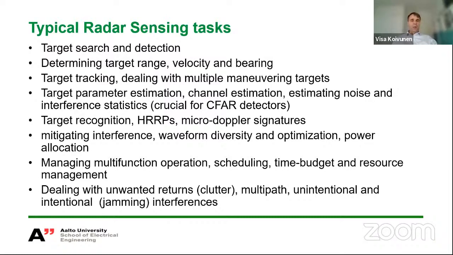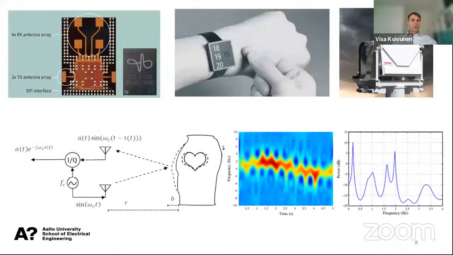And furthermore, of course, radars need to deal with unwanted echoes or returns. That's usually called clutter. Just like communication signals, radar signals are subject to multipath and different sources of interference.